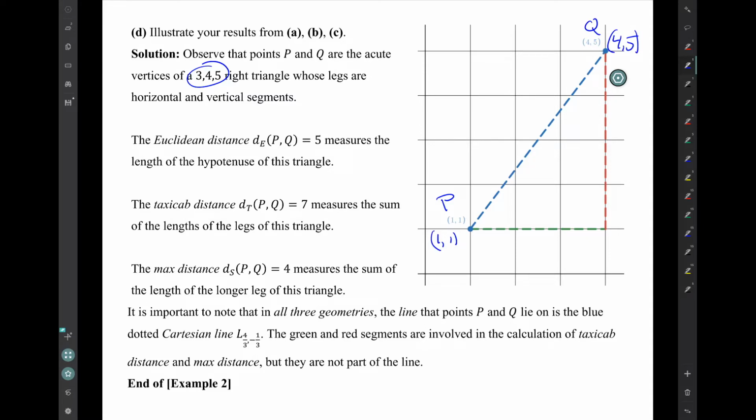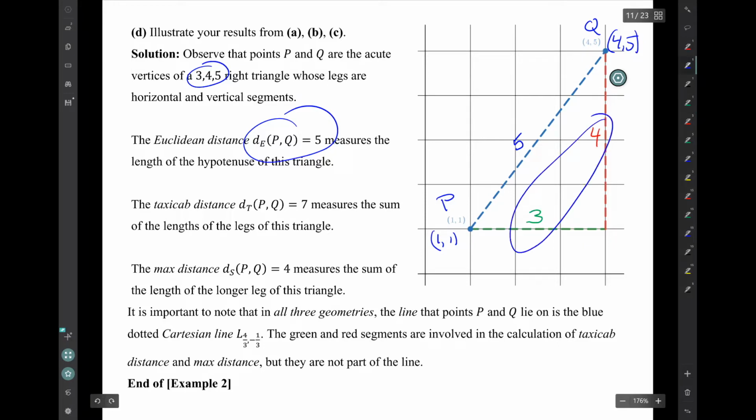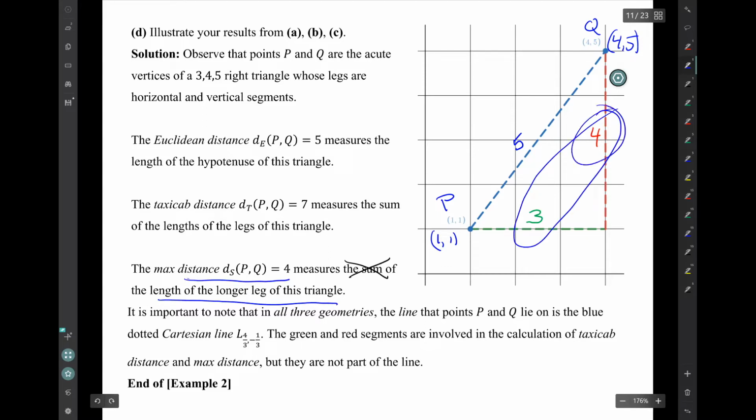The Euclidean distance, 5, measures the length of the hypotenuse of that triangle. The taxicab distance of 7 measures the sum of the lengths of the legs of this triangle. This leg has length 3, this leg has length 4. When you add these two numbers up, you get the number 7, and that's the taxicab distance. There's a typo here. The max distance of 4 measures the length of the longer leg. So the longer leg of the two legs is the number 4.